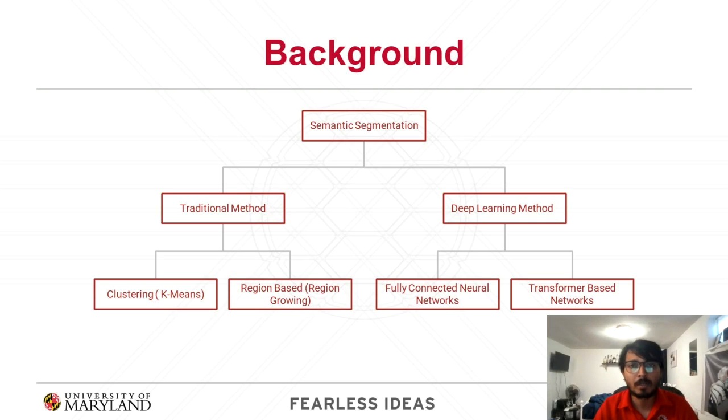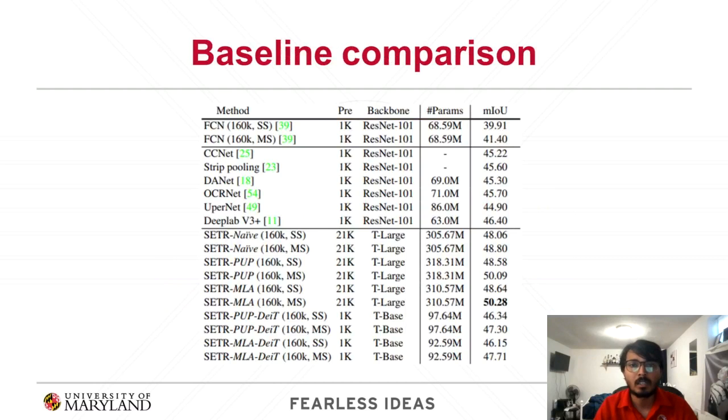A quick background of semantic segmentation. It was divided into two different approaches: one is a traditional approach, another is a deep learning approach. In the traditional approach, semantic segmentation is solved using algorithms like clustering and region growing algorithms. In the deep learning approach, the problem is solved using fully convolutional neural networks as well as transformer-based networks. So in order to compare SegFormer, in this slide I showed you the different models that were being used and their performance.